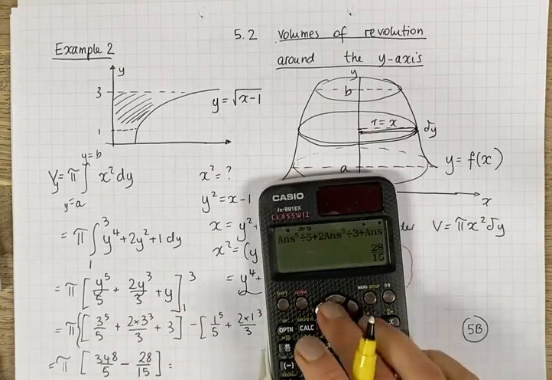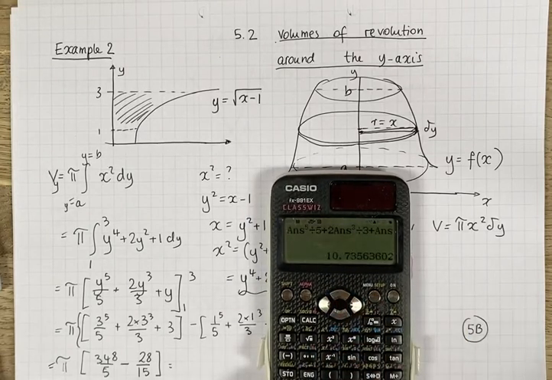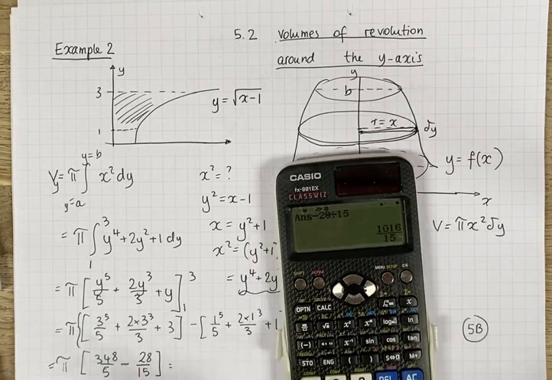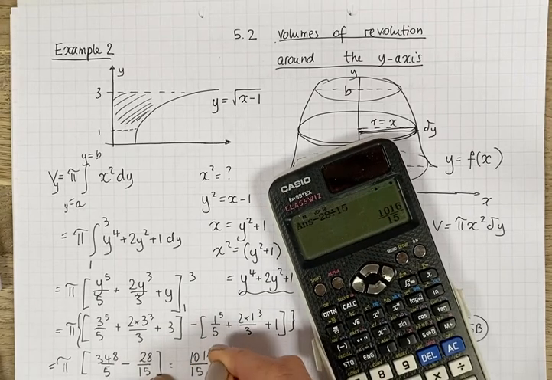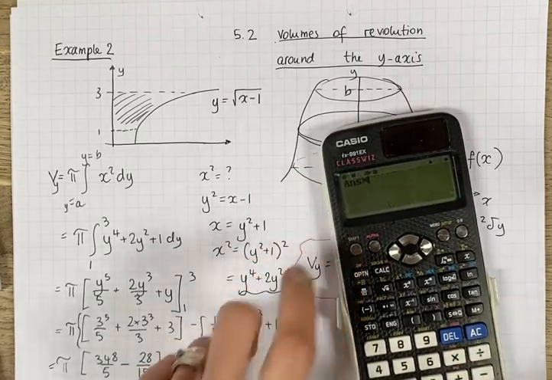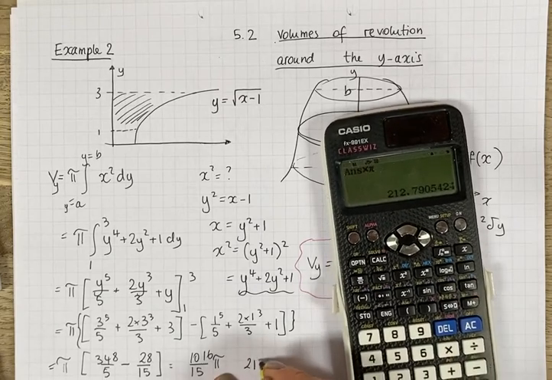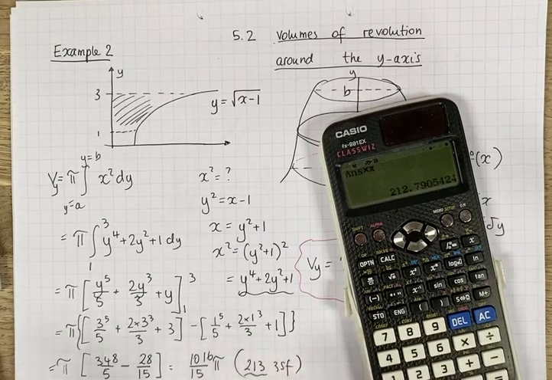So if I go back there, just do that again. So it's 348 over 5 minus 28 over 15. That is 1016 over 15 pi, which is 67. I'm not timesing it by pi. It's 213 to 3 significant figures.